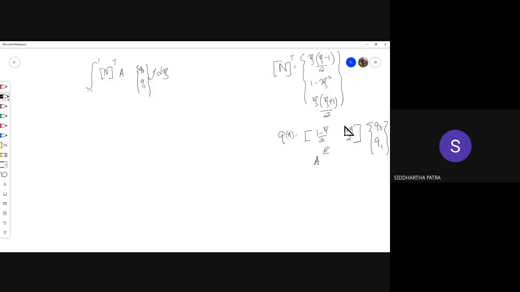Now the size of this matrix is 1 cross 2, and this one is 2 cross 1, and this one is 3 cross 1. So there is no issue in multiplication. And actually this product of two vectors is known as the dyadic product. It is the exact opposite of the dot product.